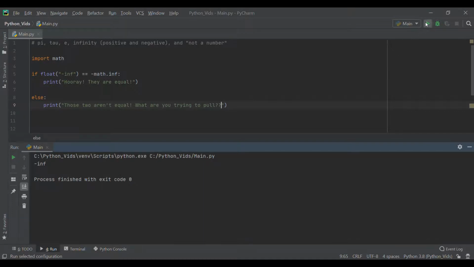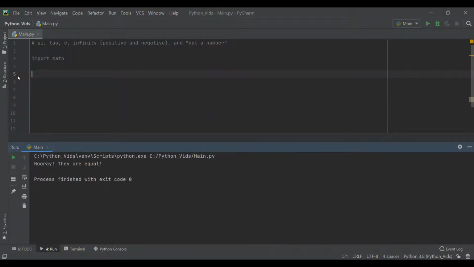Okay, let's find out what happens. Hooray! They're equal. Okay, great. And does the math module consider this to be an infinite value? Well, let's try the isInf function. So let's print math dot isInf, and let's try negative math dot inf, negative infinity. And let's see if it's true. And it is. So negative infinity is also considered to be an infinite value. So you could do positive or negative infinity.